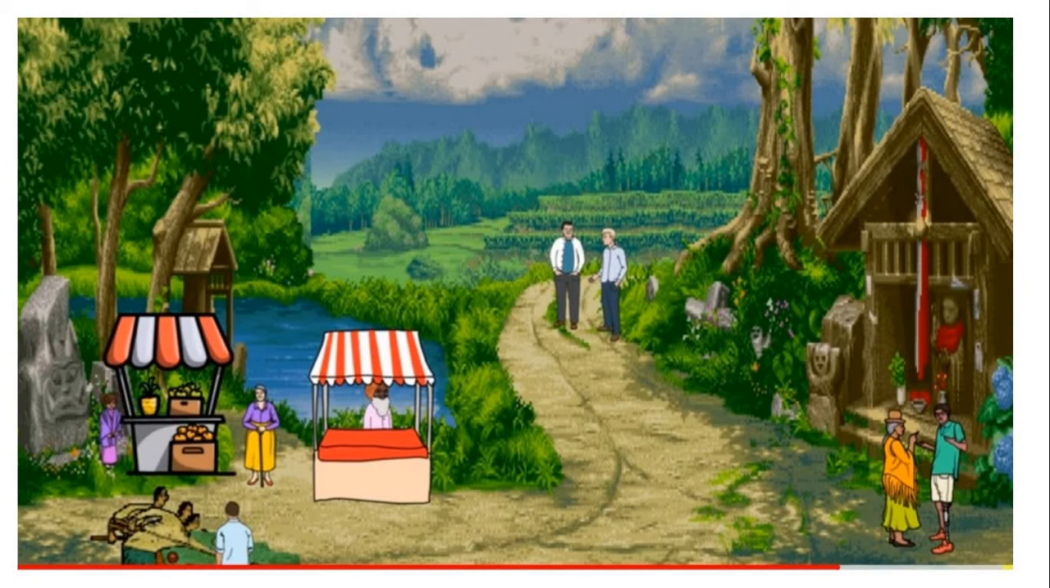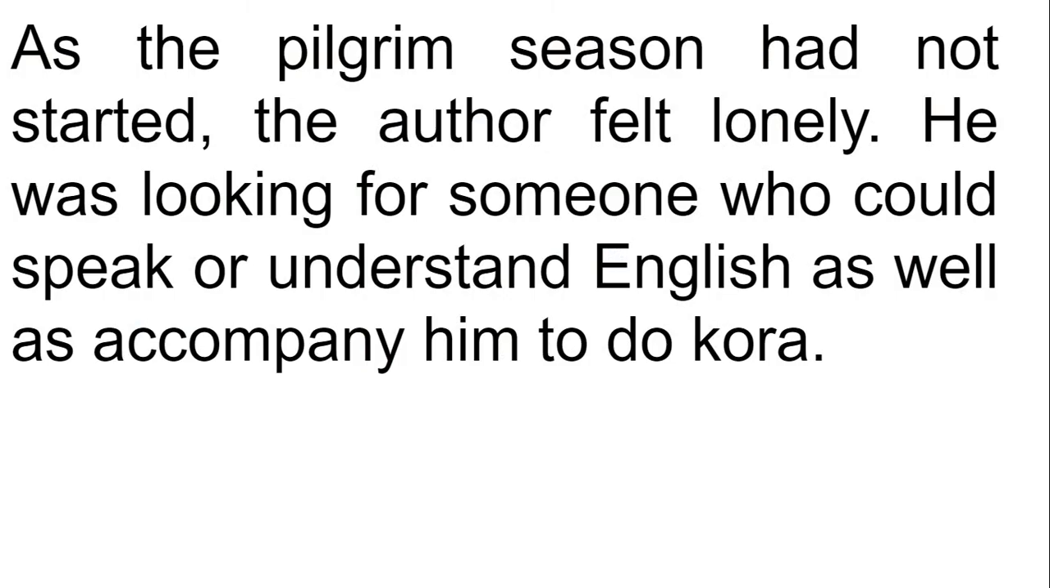In Darchen, after Satan left, Nick Middleton was facing a language barrier. He couldn't communicate because no one understood or spoke English there. Darchen did have a couple of general stores, and it was a relaxed and unhurried place. As the pilgrim season had not started, the author felt very lonely there. He was looking for someone who could speak or understand English as well as accompany him on the Kora.